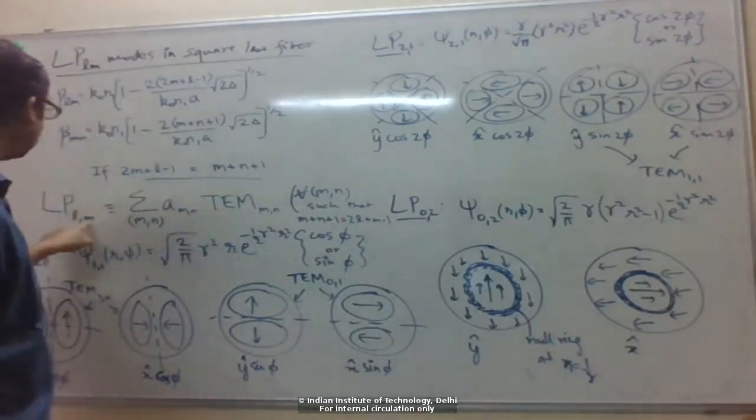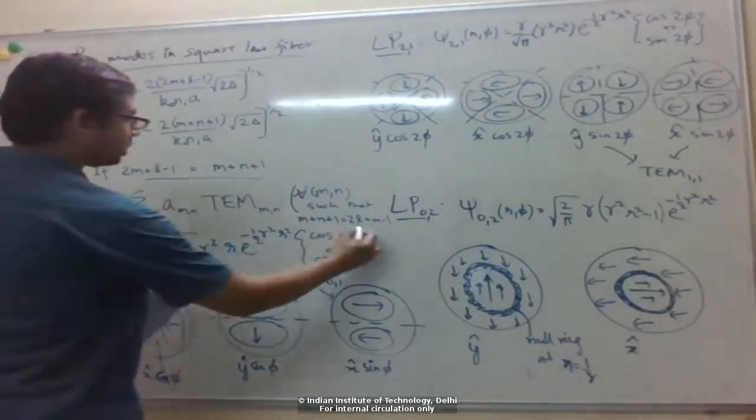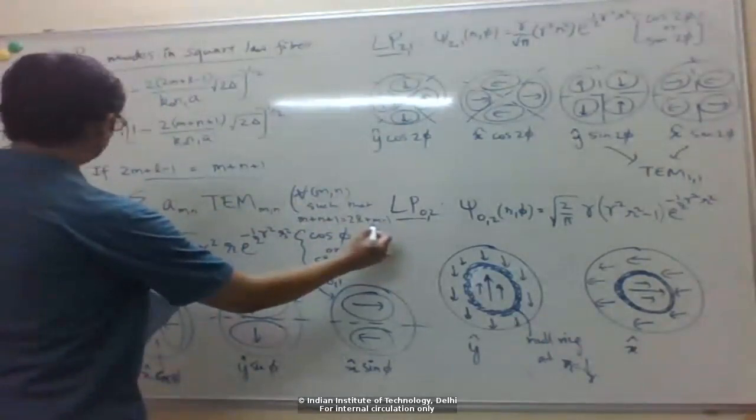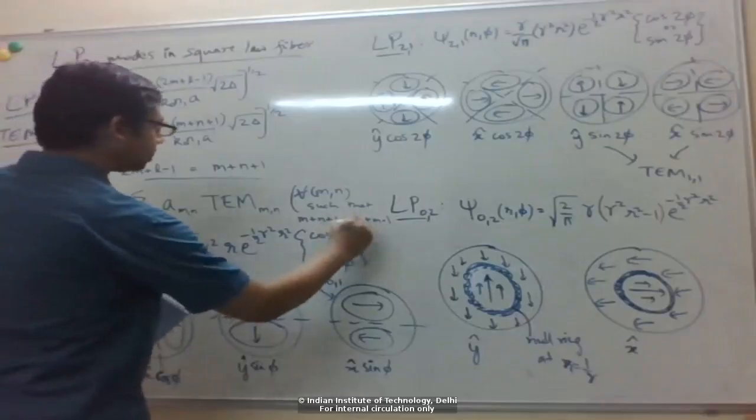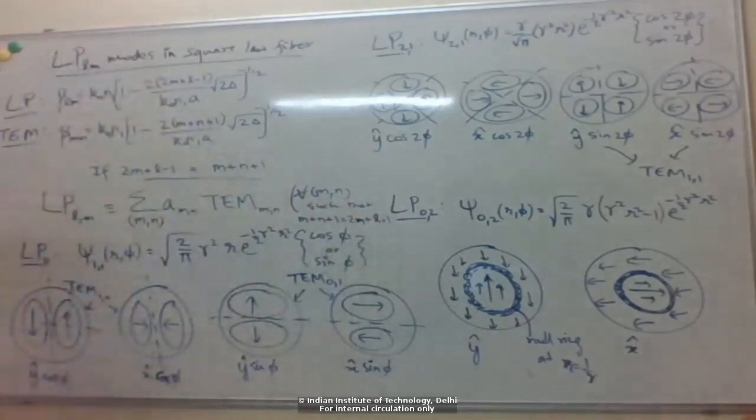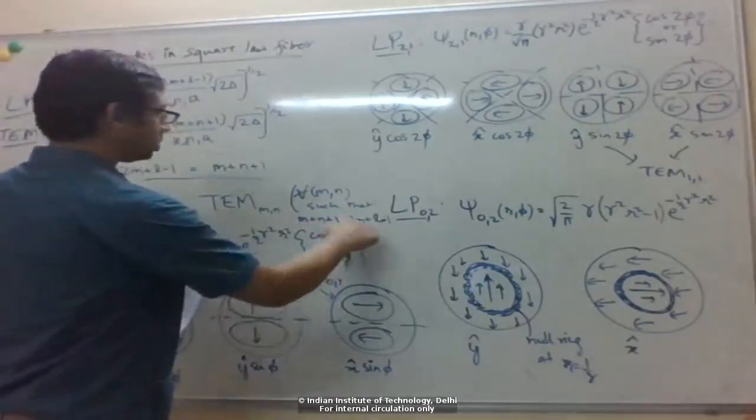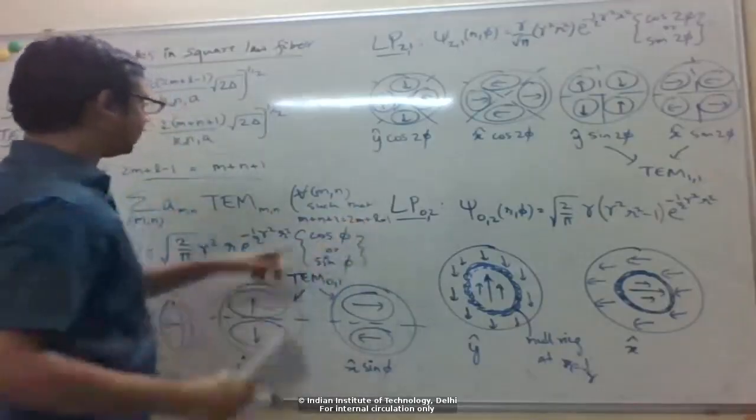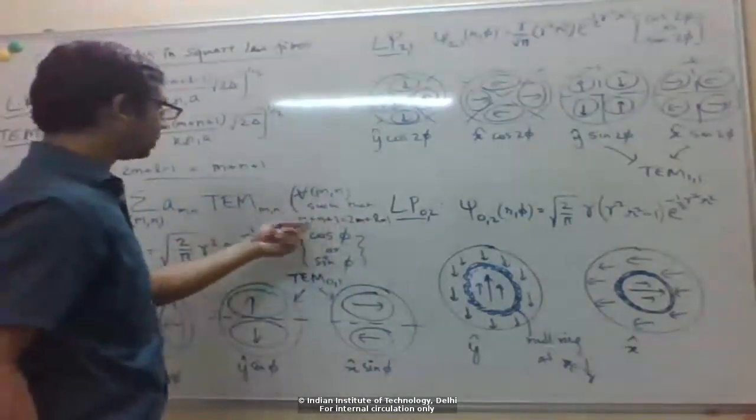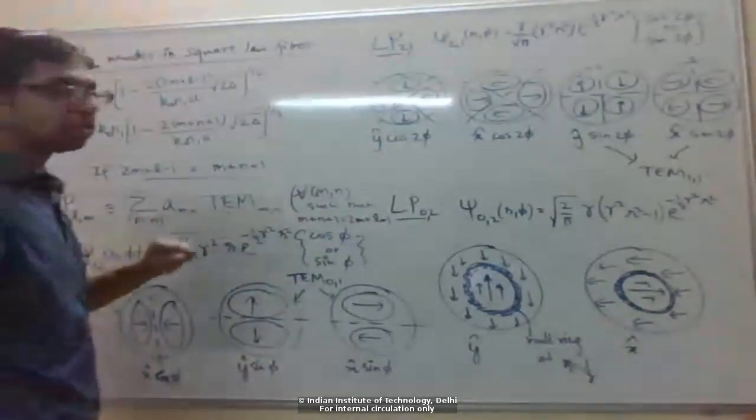In some cases, only one TEM mode contributes. For example, LP01 is just 0, 0. Sorry, this is 2m plus l. So for 0, 1, this is 1, which means m plus n plus 1 should be 1. The only way that can be is m and n both are 0. So LP01 is just TEM00, which we saw.